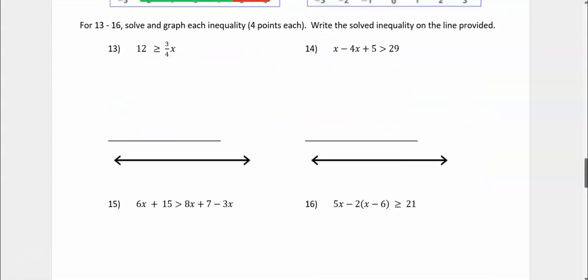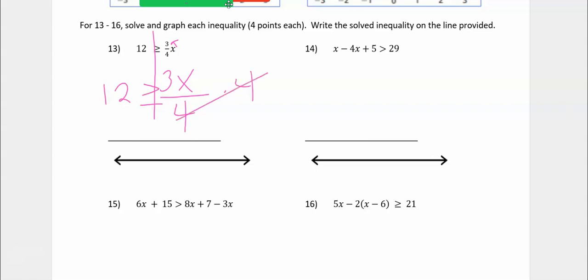Number 13, write and solve each inequality. Sorry, we're not writing it. Solve the inequality and then graph it. So get your number line going. If you guys see this where there's a fraction, I don't like that. What I do is put the x on top with the 3. That'd be the first thing I would do. I feel like it's easier that way. Then maybe you can see, oh, I just moved the 4 first. I'm going to multiply by 4 on both sides. So it's 3x. Bring your sign down.